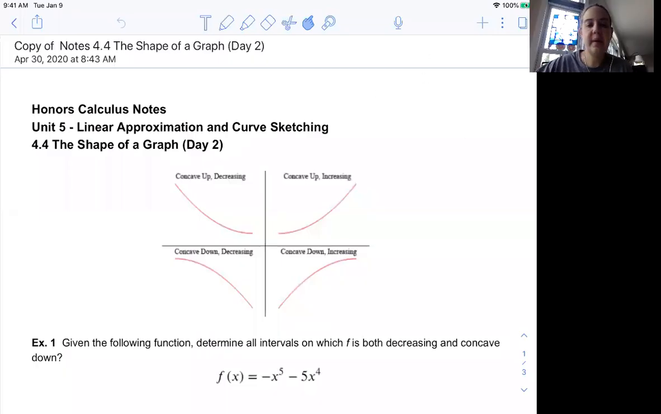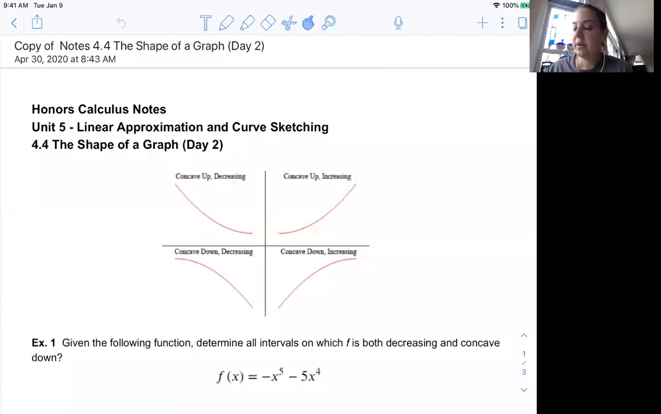Hey, good morning, everybody. We're going to keep looking through first and second derivatives and curve sketching. So what I have for you today is notes for section 4.4 on the second day. I've got one example to help you through the Delta Math assignments. If you get stuck, no problem, take a screenshot, send it to me, and we'll work through it.